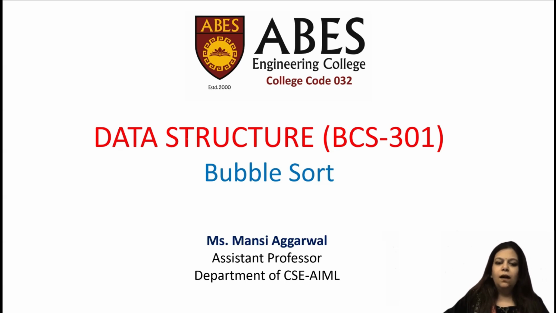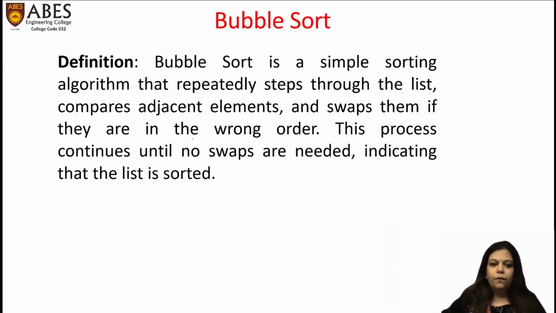Today, we will be discussing our next topic of data structures, that is bubble sort. Bubble sort is a simple sorting algorithm that repeatedly steps through the list, compares adjacent elements, and swaps them if they are in wrong order. This process continues until no swaps are needed, indicating that the list is sorted.